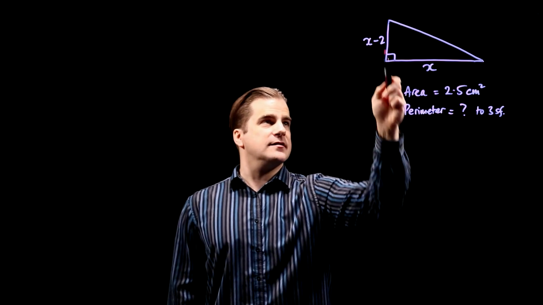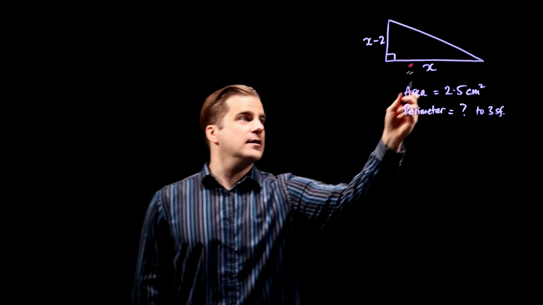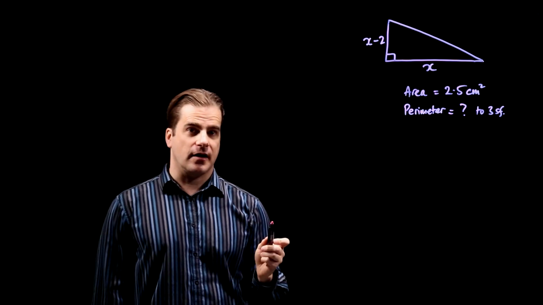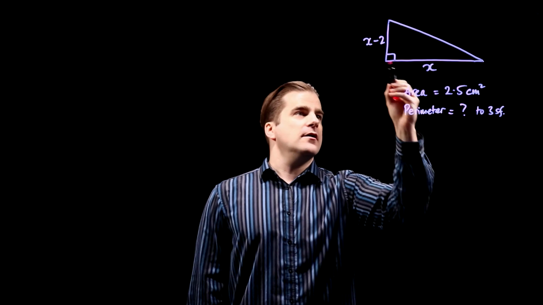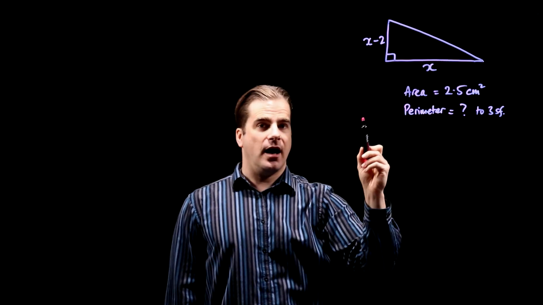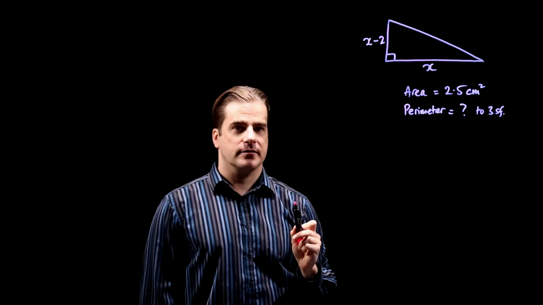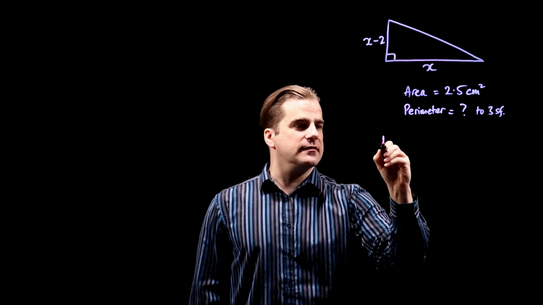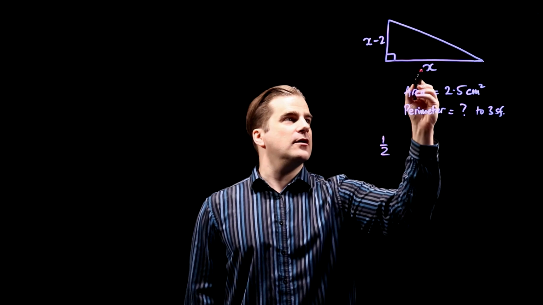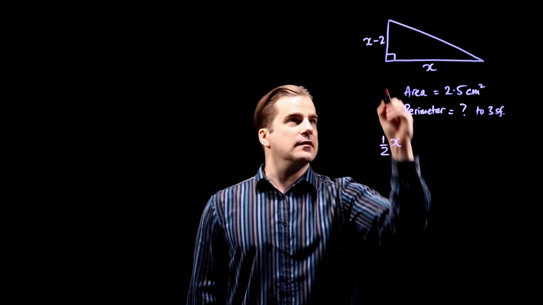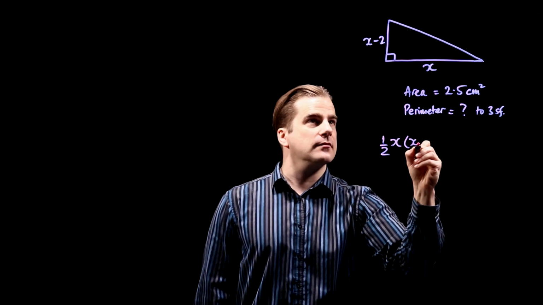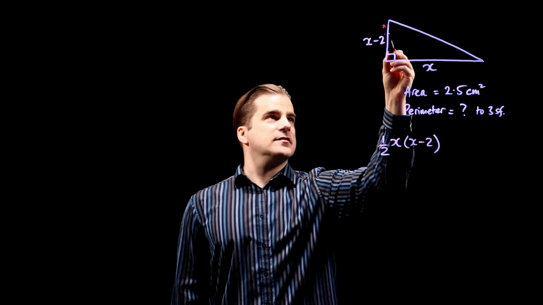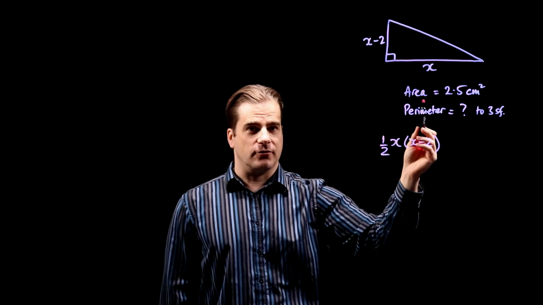We know two sides, it's a right-angled triangle, so we can get an equation for the area and set it equal to 2.5. So let's start there. The area of this triangle is going to be half that times that. It's a half because it's a right angle triangle.